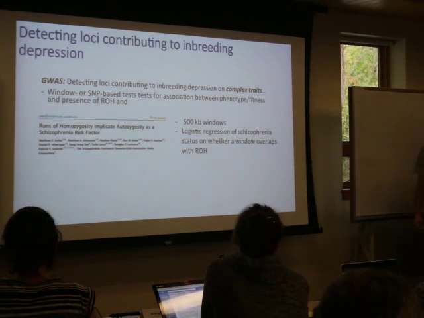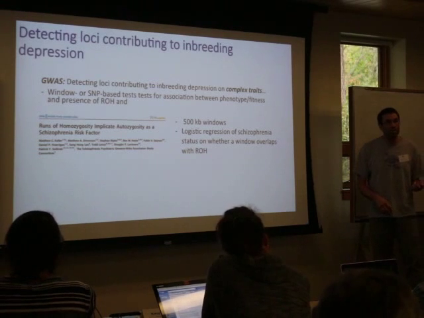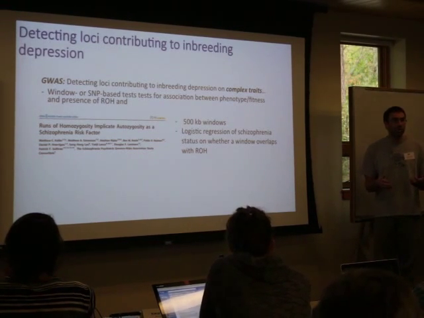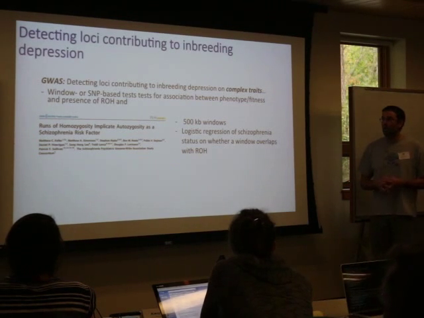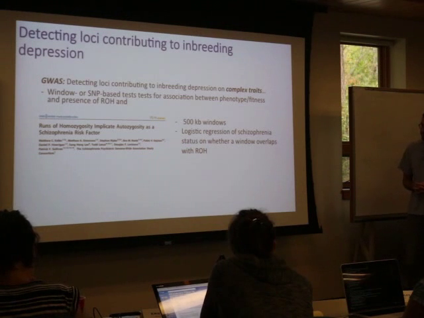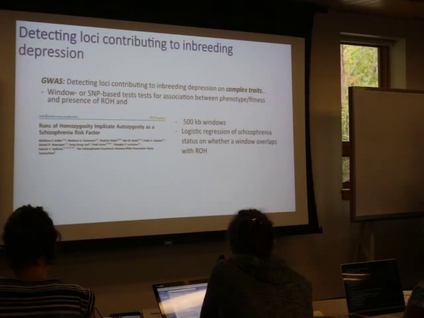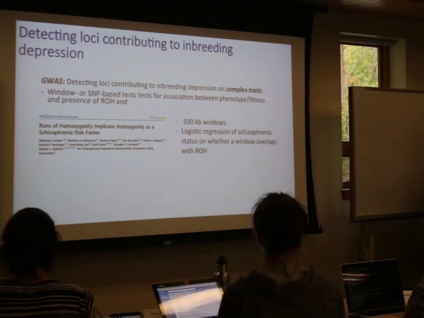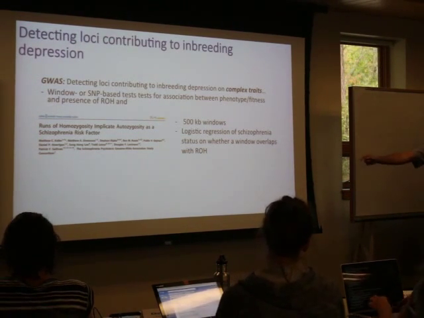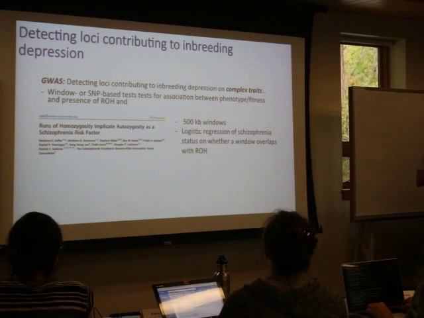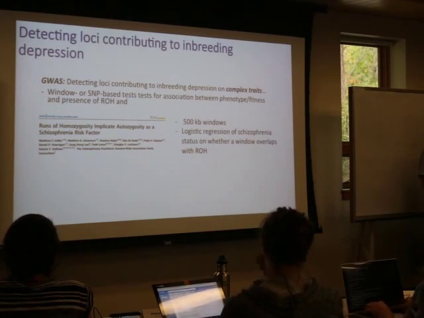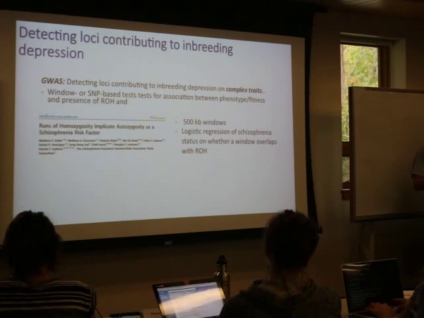When you have a more complex trait, something that's caused by or affected by variation in a large number of loci, you have to use a different approach, more of a classical genome-wide association study approach. Basically, you can use runs of homozygosity in a GWAS by scanning the genome, using either windows or SNPs, and looking for an association between the presence of a run of homozygosity in a part of the genome and a phenotypic trait.